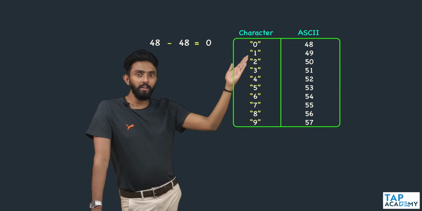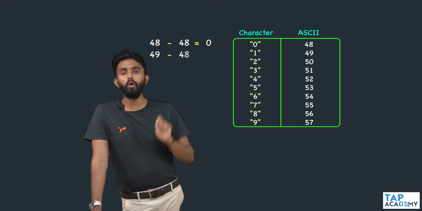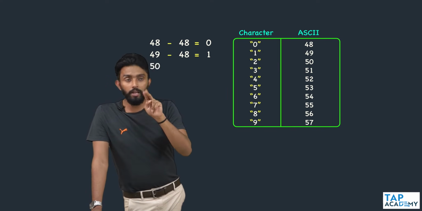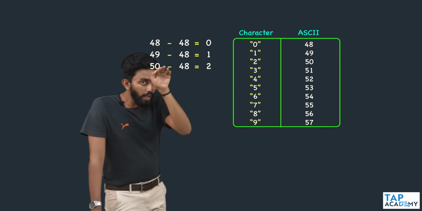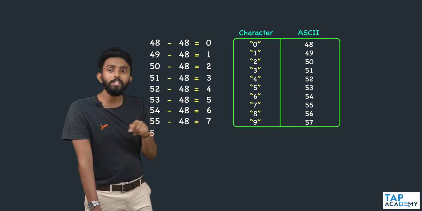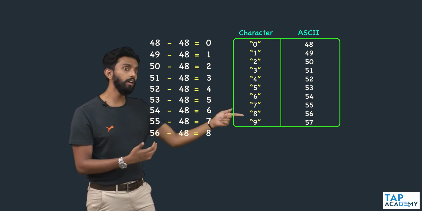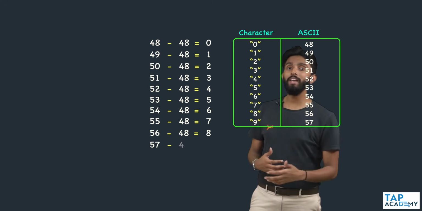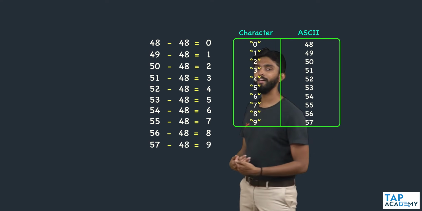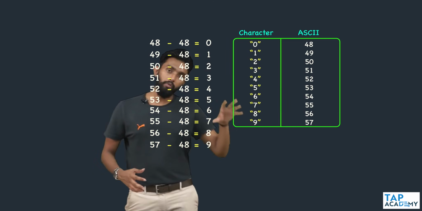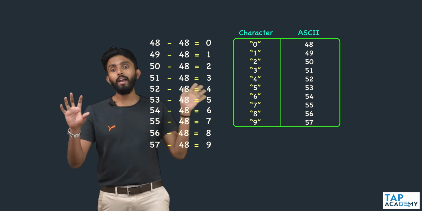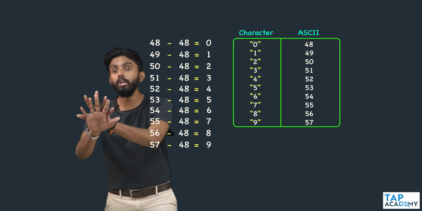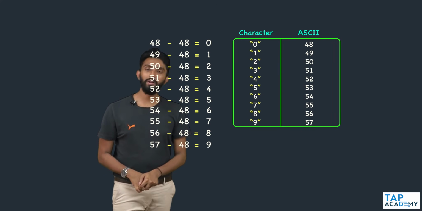Similarly, you want 1. 1 in ASCII is 49. Subtract 48 from it, decimal 1, same as the character. 2, 50 minus 48 is 2. Like that if I go, 8, 56 minus 48 is 8. Character and decimal value are matching. Similarly, 57 is 9, minus 48 is again 9. So what did you understand from here? If you have a character, subtract 48 from it, and you will get the decimal equivalent of that character. I hope you are able to think.